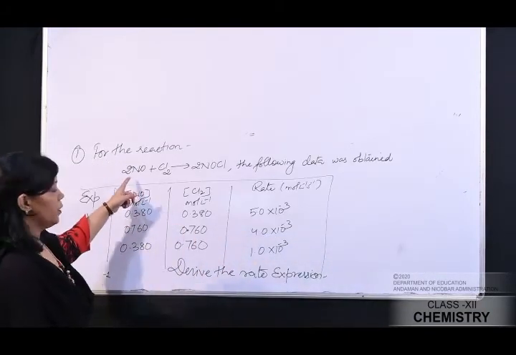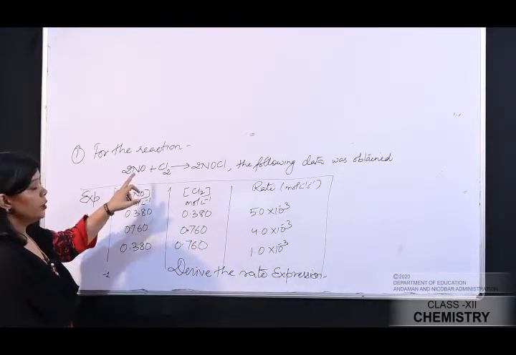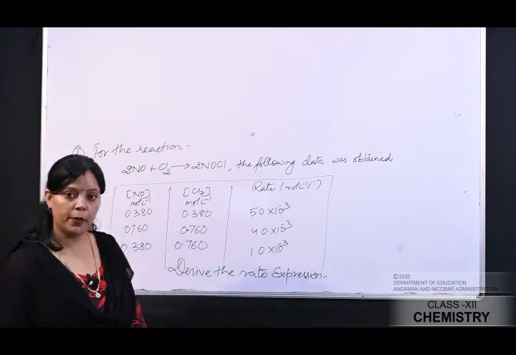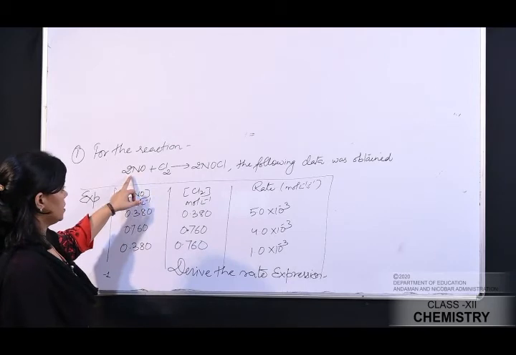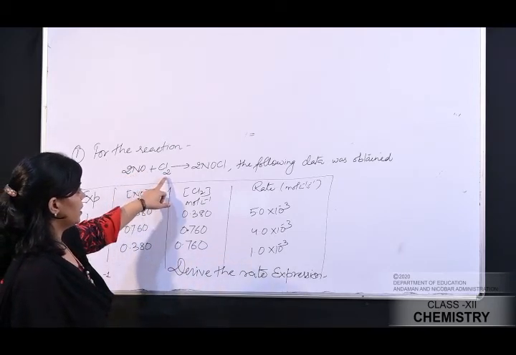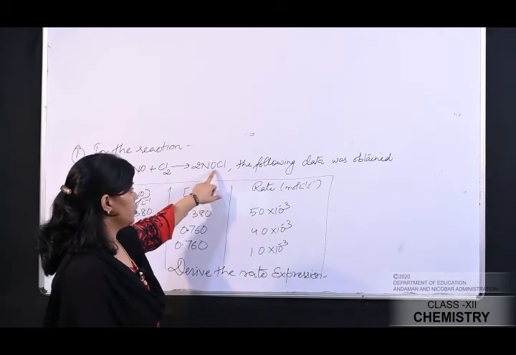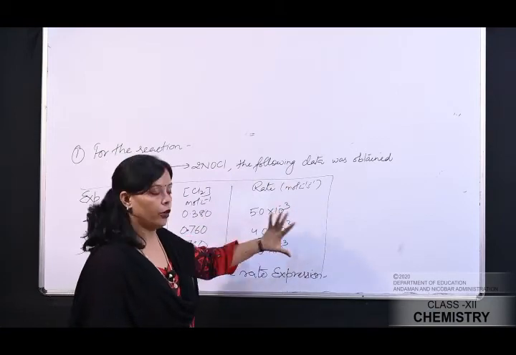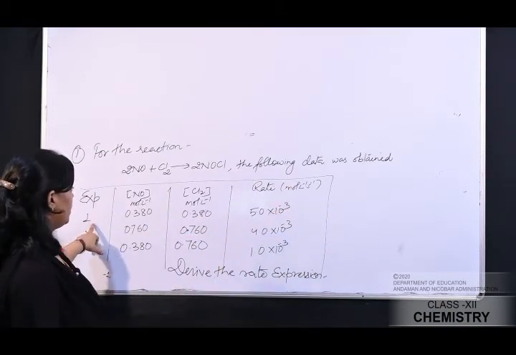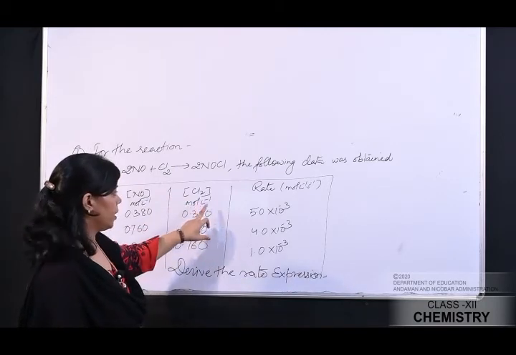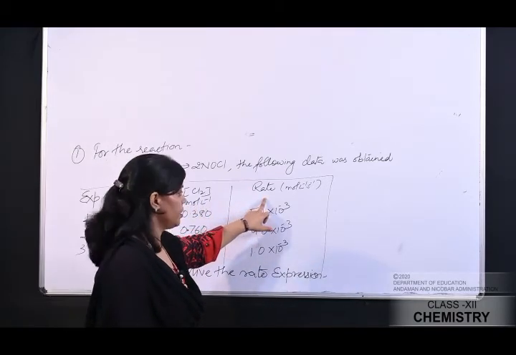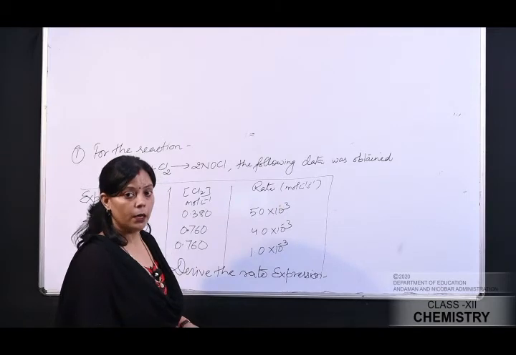This numerical is given to you as a home assignment, to derive the rate expression using the initial rate method. In this numerical, this is the reaction, where nitric oxide combines with chlorine to give nitrosyl chloride, and the following data was obtained. In experiment 1, this is the concentration of NO, this is the concentration of chlorine in mole per liter, and this is the initial rate which is measured in mole per liter per second.